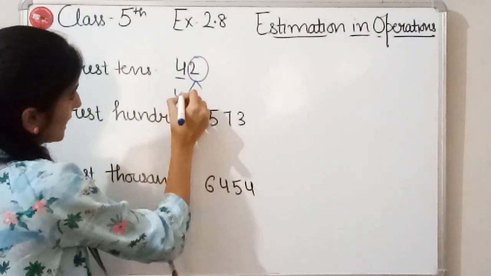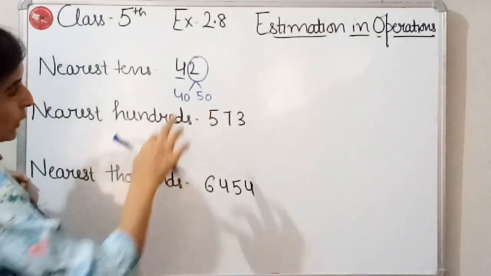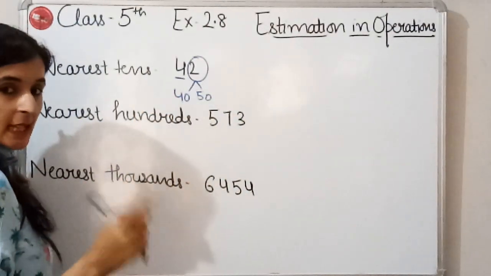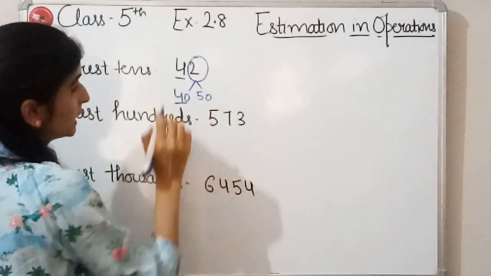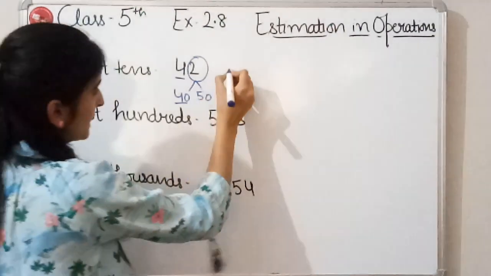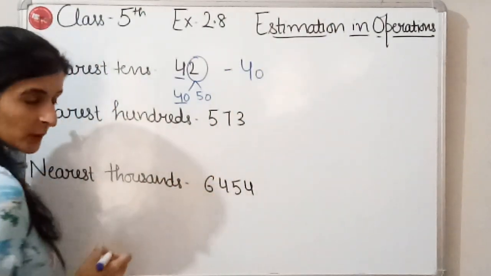Now 42 lies in between 40 and 50. Now this 2 is less than 5. If it is less than 5, then it will be rounded off to the previous tens. It means it will be rounded down. So that will be equal to 40.